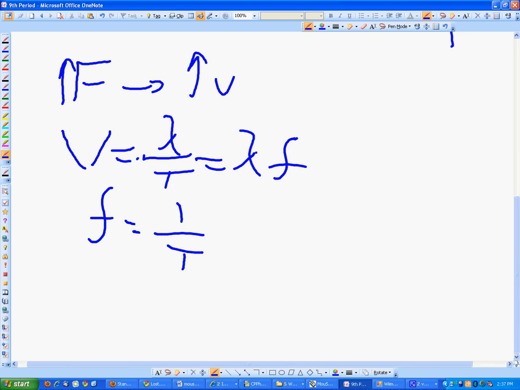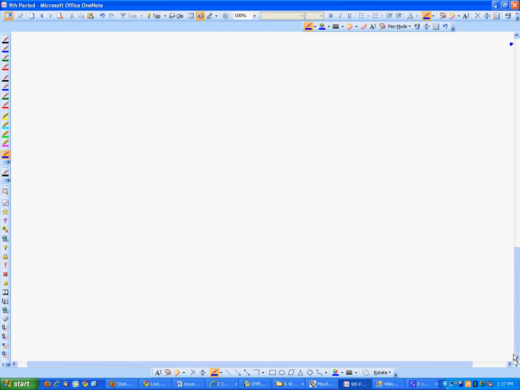So we're going to attempt today to do the impossible. Not yet. We're going to try to measure the speed of sound. So what we're going to do is take a tuning fork, which produces what? Sound. An A note in this case, 440 hertz.